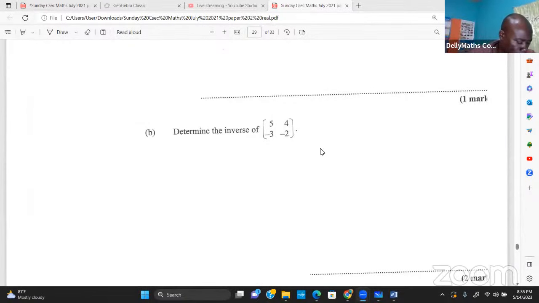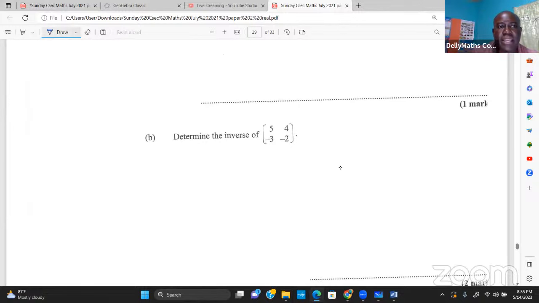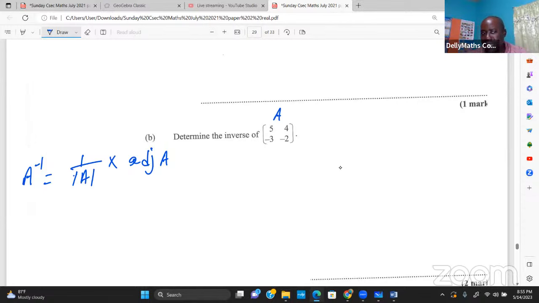Very good. So now it says determine the inverse of that matrix. Remember, the inverse of a matrix. Let me label this: if I say this is matrix A, then the inverse of A is going to equal 1 over the determinant of A, multiplied by the adjoint of A. So if you find the determinant and the adjoint, you put it together.